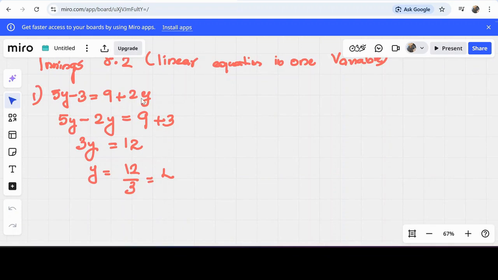Why? Because this 2y I take to the left hand side, that's the only thing I can do here. So 5y minus 2y is equal to what? 3y. Then on the right hand side you can see 9 plus 3, which is equal to 12. Now y is equal to 12 by 3. So the answer will become what? Yeah, the answer will become 4.